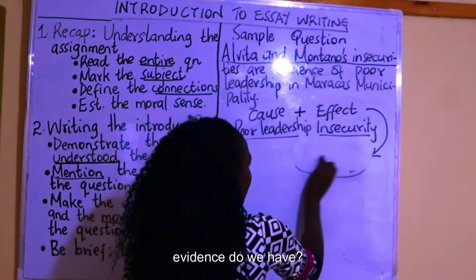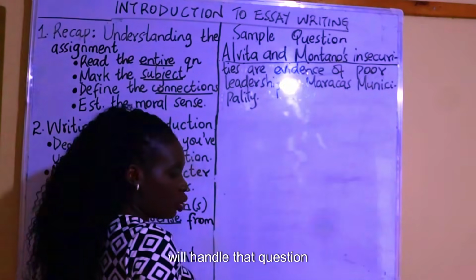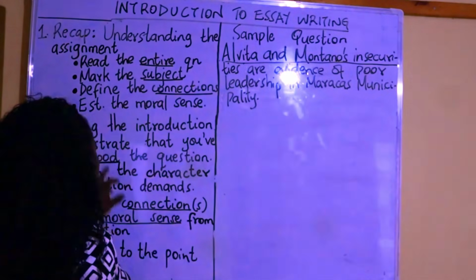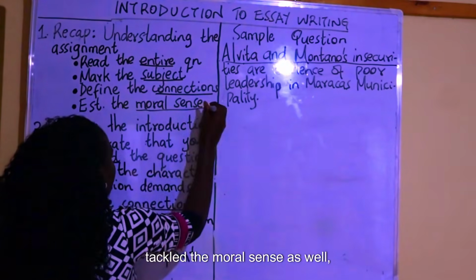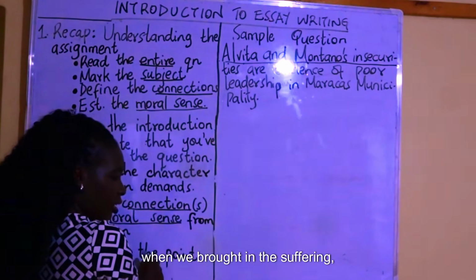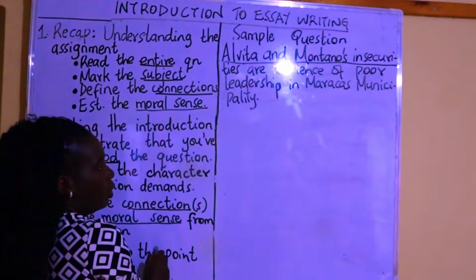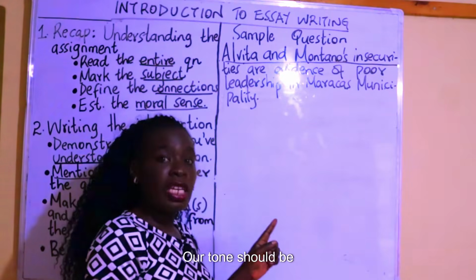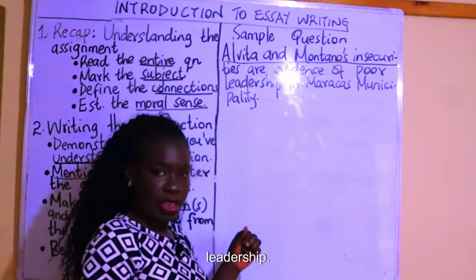What evidence do we have? We must prove in our introduction that we'll handle that question very well. So, we have tackled the moral sense as well when we brought in the suffering, so that we are not condoning poor leadership. Our tone should be that which admonishes bad leadership.